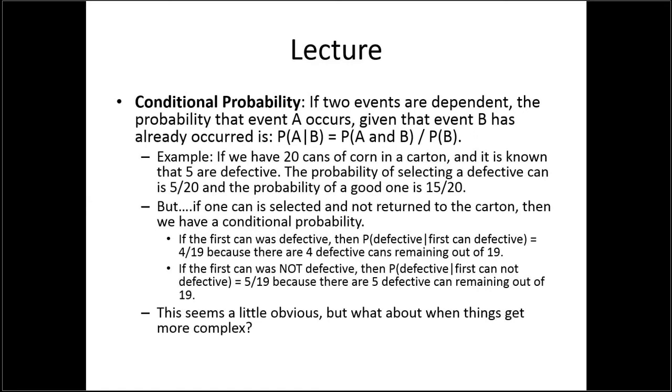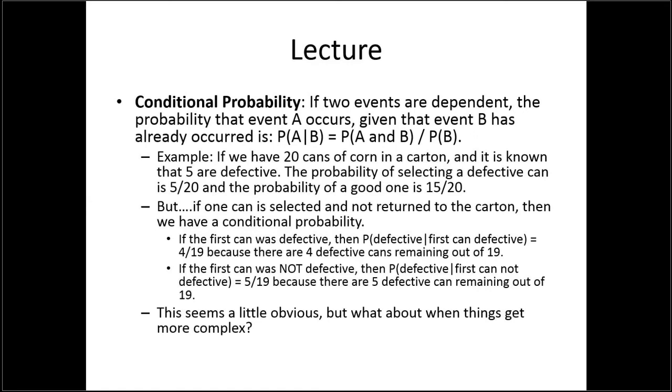Okay, so this is all very abstract, so let's look at an actual example here. I think it makes things a lot simpler if you look at an example. So we have 20 cans of corn in a carton. We know that 5 of the 20 are defective. So the probability of selecting a defective can, obviously, is 5 out of 20. And the probability of a good one is its complement, 1 minus 5 out of 20, which is 15 out of 20.